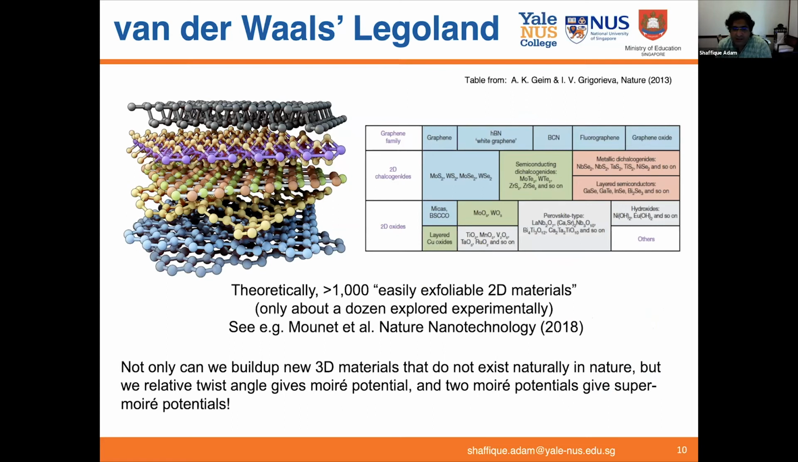But the idea is that graphene or twisted layer graphene is just one example of a 2D material. Theoretically, it's been predicted that there are about 1,000 easily exfoliable 2D materials. And now you can build them up in 3 dimensions. You can have twist angles between them, and when the twist angles between different layers are different, you can get moiré potentials, super moiré potentials.